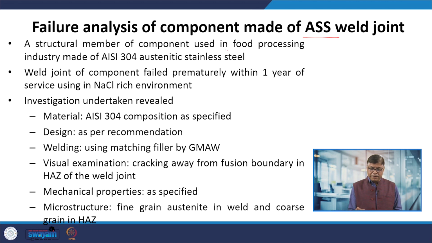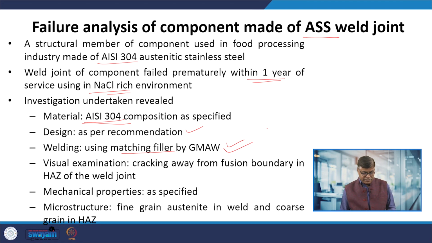A structural member of a component used in the food processing industry, made of AISI 304 austenitic stainless steel, and the weld joint of the component failed prematurely within 1 year of service, being used in an NaCl-rich environment. Therefore an investigation was carried out, and it was found that the material is made as specified. The composition of the material is the same as the specification, the design is as per recommendation, and welding was done using matching filler using the GMAW process. Everything is good so far.